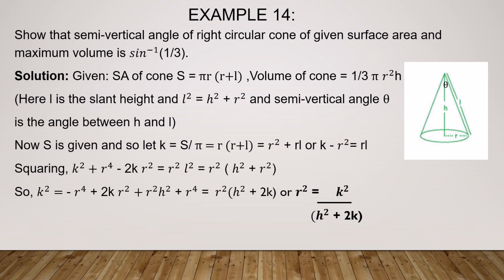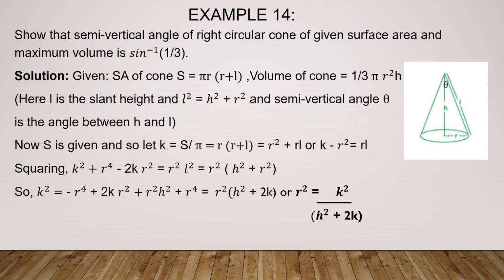Now suppose L is the slant height. You know that for a cone h is the height, r is the radius and L is the slant height, and you know that L square will be equal to h square plus r square. How do you define the semi-vertical angle? Semi-vertical angle, say theta, is the angle between h and L. It is called the semi-vertical angle. So now you want to show that the semi-vertical angle theta of a right circular cone of given surface area and maximum volume is sine inverse 1 upon 3.